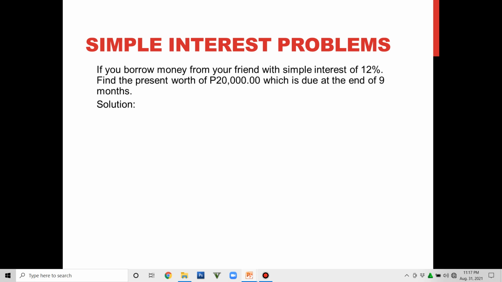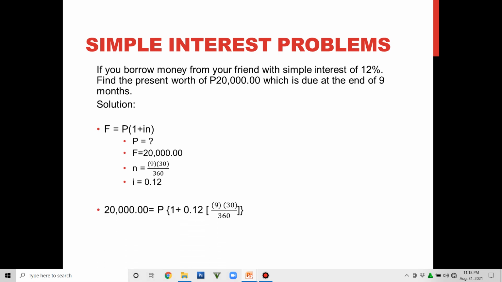Okay, so another problem. If you borrow money from your friend with a simple interest of 12%, find the present worth of 20,000 which is due at the end of 9 months. So obviously, ang unknown dito is the present worth. Kasi nga, find the present worth. So ano yun yung 20,000? It is actually the future worth. So the present worth is unknown. Future worth is 20,000. And this is ordinary kasi wala namang date. I is equal to 12%. Okay, same procedure.